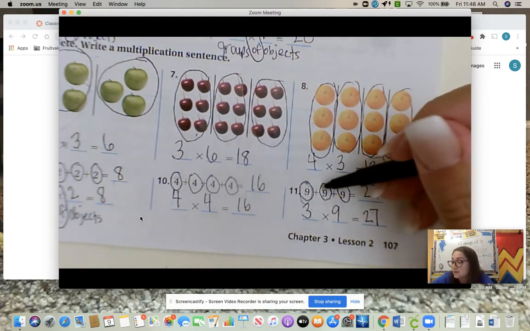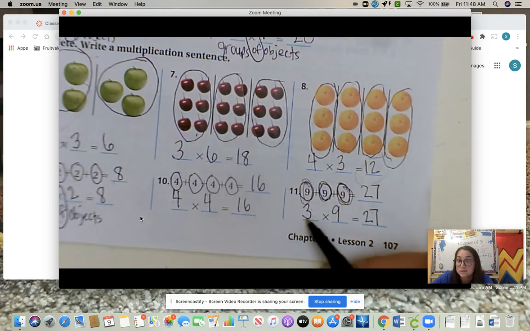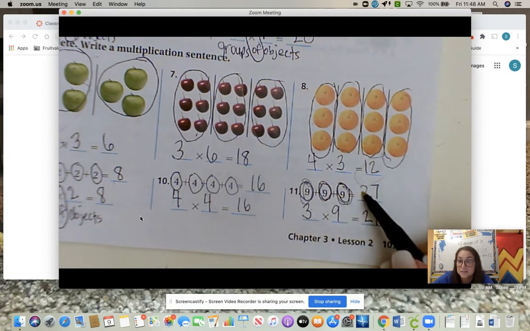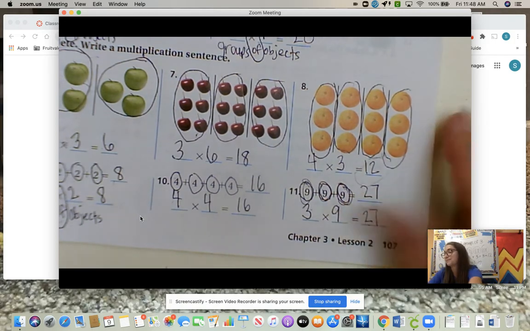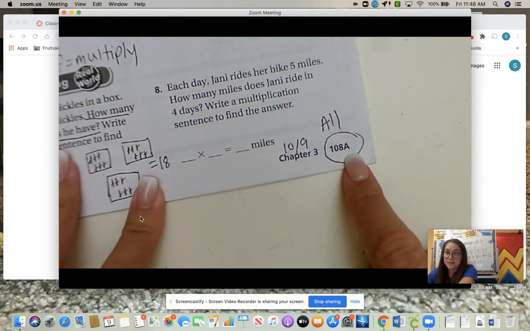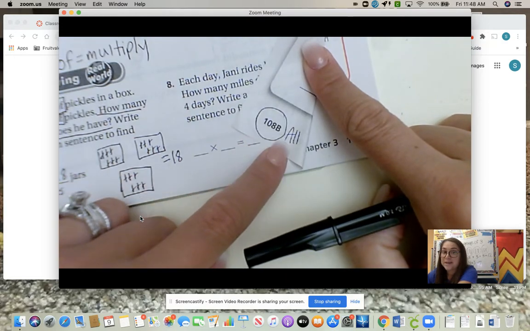Here, circle 9, 9, 9. So that's 1, 2, 3 groups. Here's our 3 groups of 9 in each. And if you add up 9 plus 9 plus 9, it's 27. And so 3 times 9 is 27. So your homework is 108B, all of it.